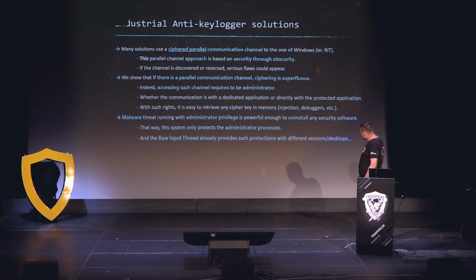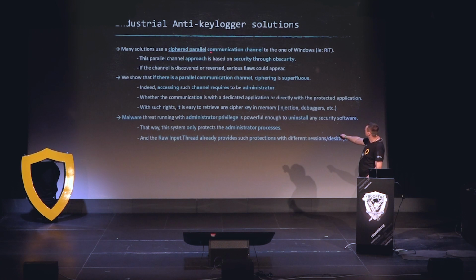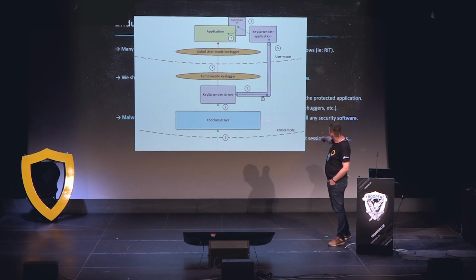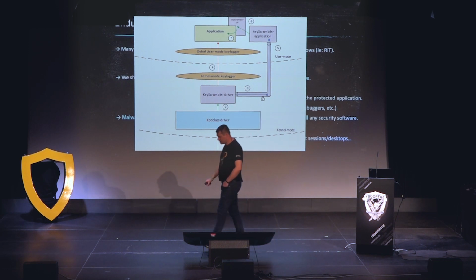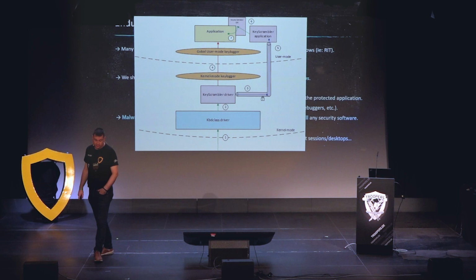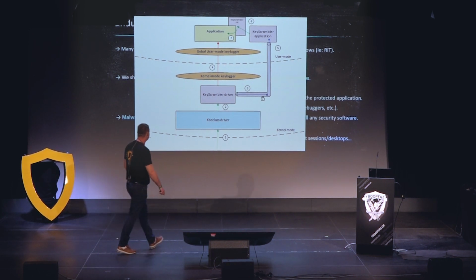Well, the most popular thing to do is to use a ciphered parallel communication channel. I like this solution. You are doing like DirectX, you are skipping the raw input thread totally, and you are making a parallel side channel talking with the services, and for more security, you cipher everything in your new communication channel. Well, this is the perfect definition of the illusion of security. There is no security inside, not a single bit.